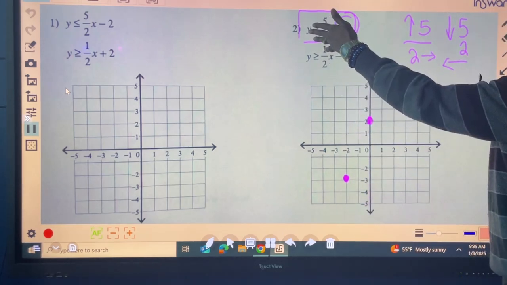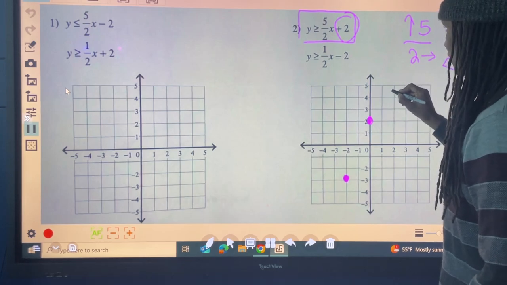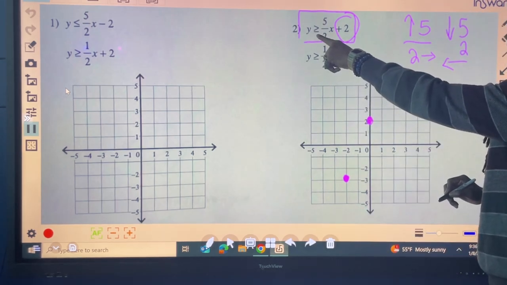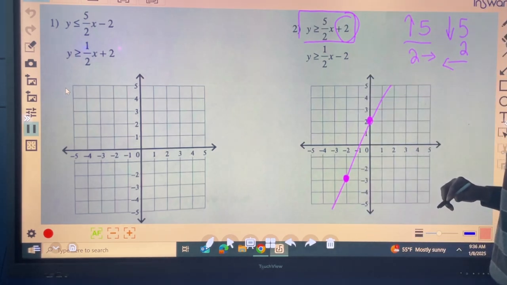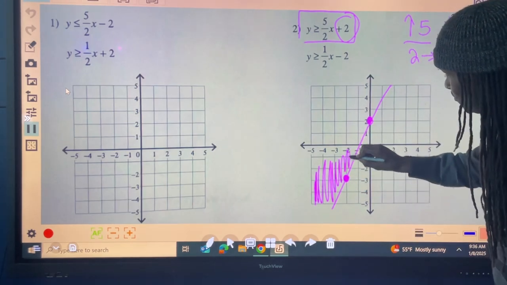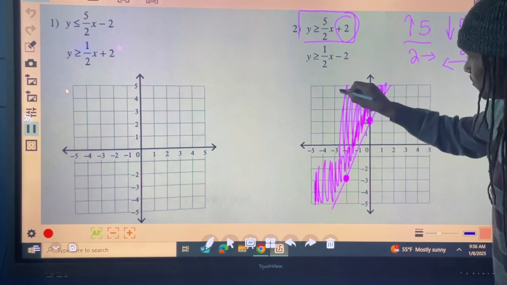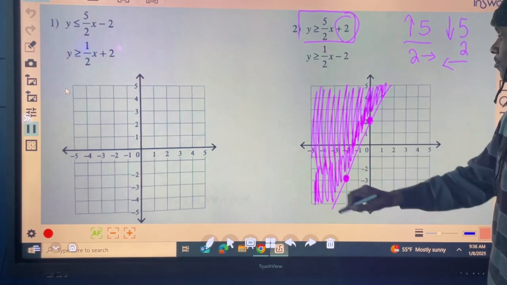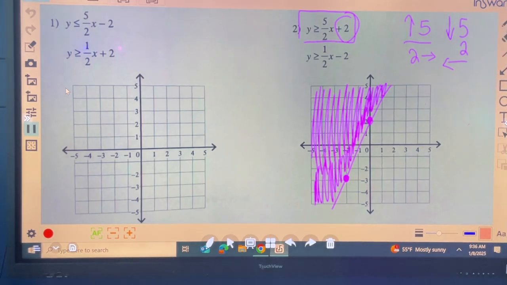What kind of line am I rocking with? It's a greater than. What kind of line? Dotted or solid? Solid. Solid, nice. And I'm shading where? Up. Everything is up. Okay. That was easy.